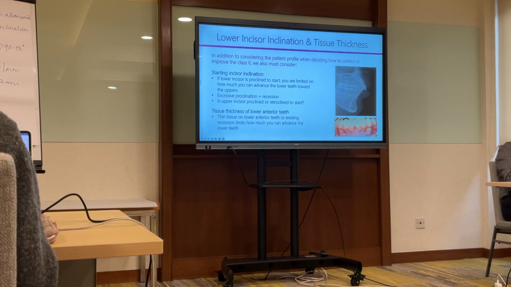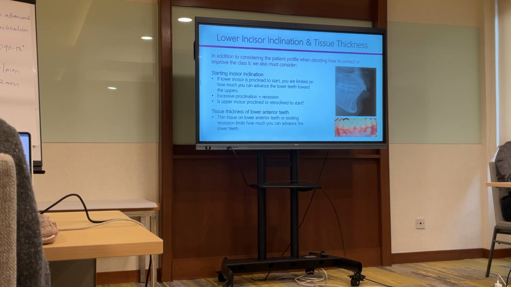Okay? Also talking about your tissue thickness. When you decide the tissue thickness, you measure the distance from the free gingival margin to the mucogingival junction. So if you have a width of attached gingiva which is less than 2 millimeters, it's considered to be thin. If you have more than 2 to 4 millimeters, it's moderate. More than 4 millimeters, it's thick. The thicker the gingiva, the more resistance it has to recession.